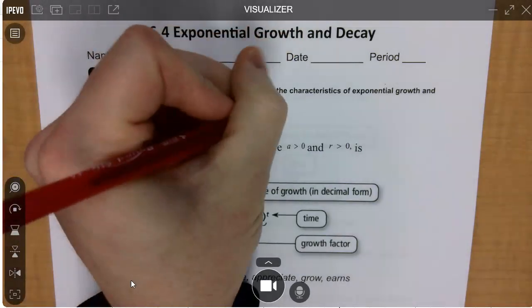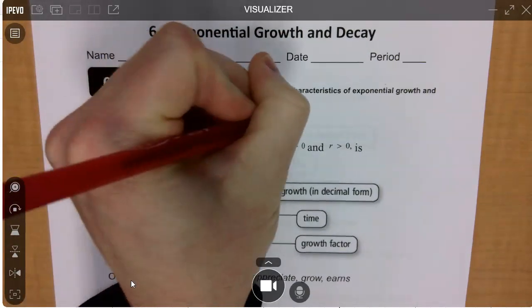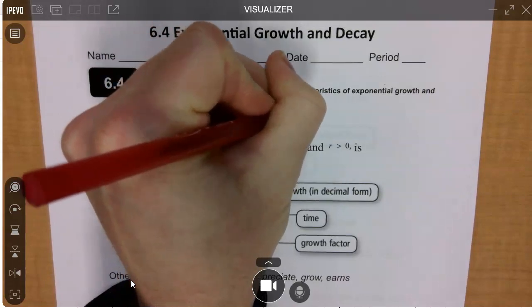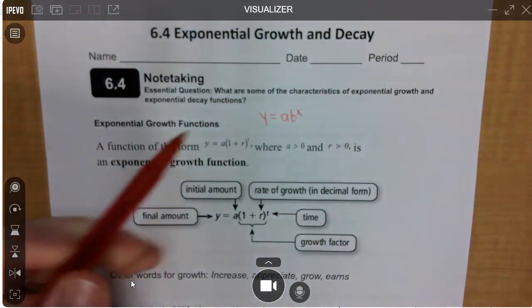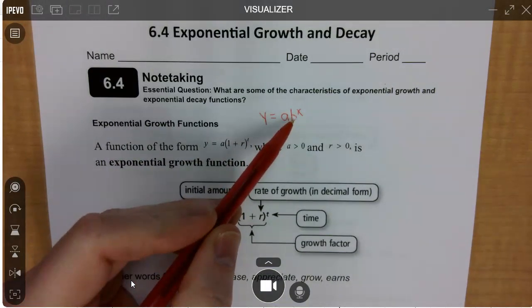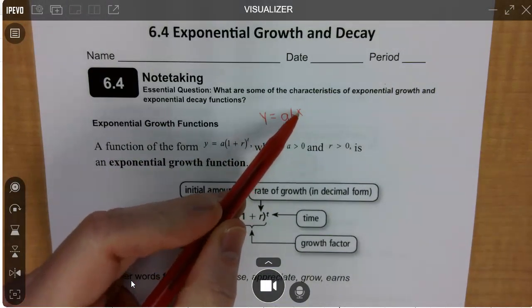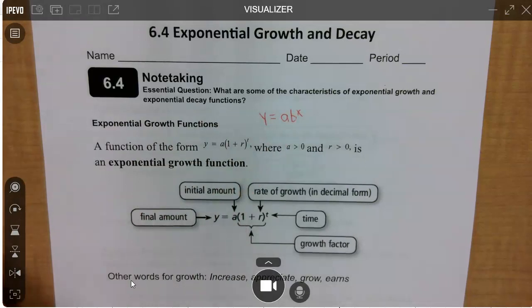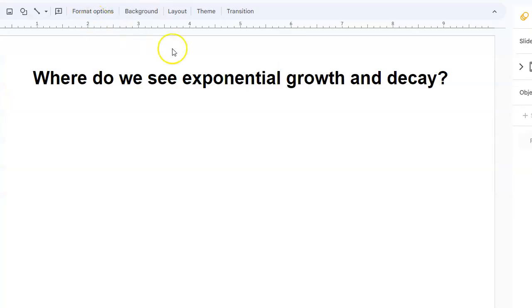So in 6.3, we saw this as our formula. Our a was our initial amount, our b was our base, and then x was our exponent. We made a table of values, and we were able to graph these functions. Well, now we're going to look at how exponential functions are really used, how we can actually see them in real-world situations.